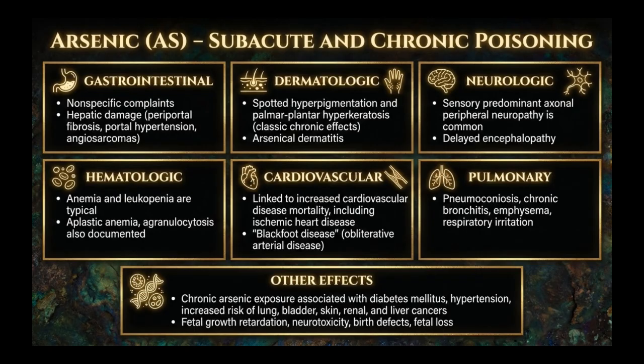These exposures can also lead to restrictive lung disease, sometimes combined with obstructive patterns. Other health effects associated with long-term arsenic exposure include metabolic conditions such as diabetes mellitus and hypertension, as well as an increased risk of various cancers affecting the lung, bladder, skin, kidneys, and liver. Exposure during fetal development or early childhood has been linked to growth retardation, neurotoxicity, birth defects, and increased fetal loss.